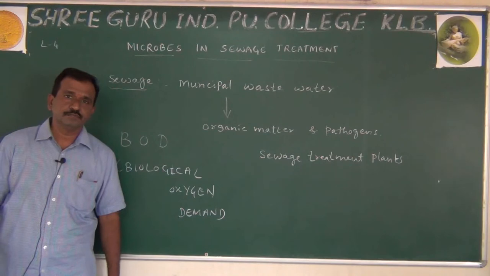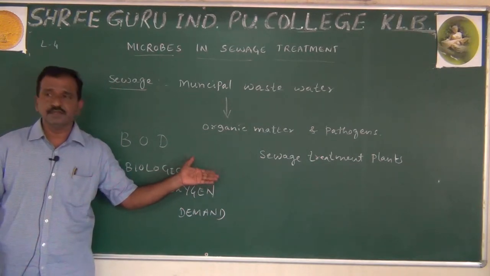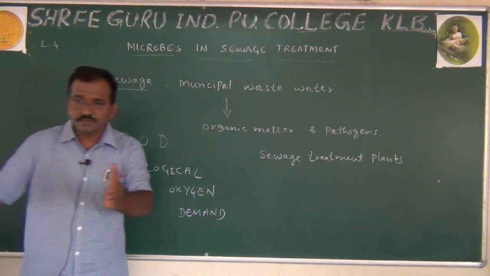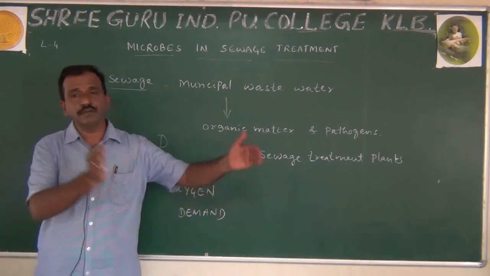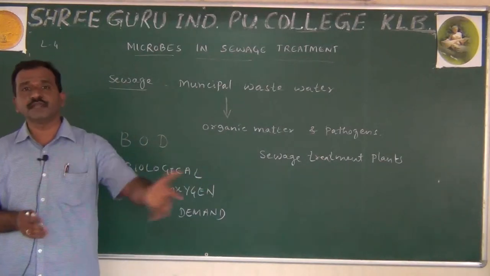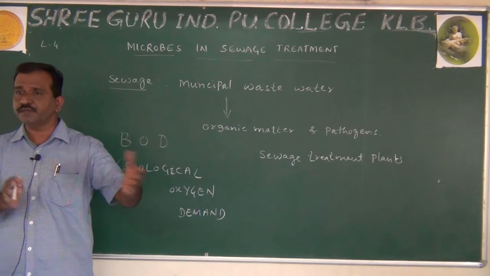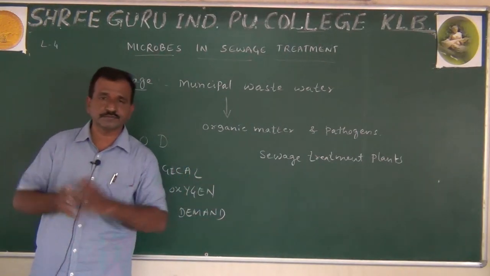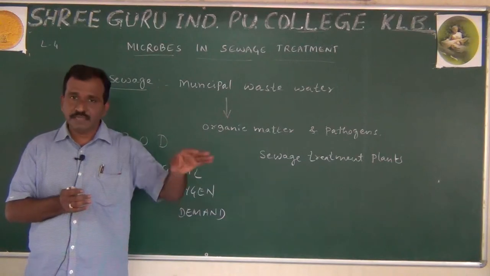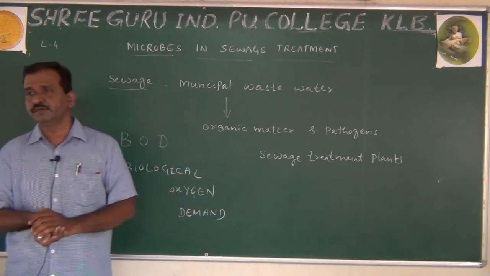Biological oxygen demand. As we have discussed here, if an enormous amount of sewage waste is left untreated into rivers or streams, they may contain an enormous amount of living organisms like fishes and all those things. And they normally give a sufficient amount of dissolved oxygen also.